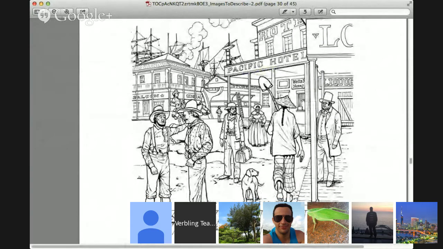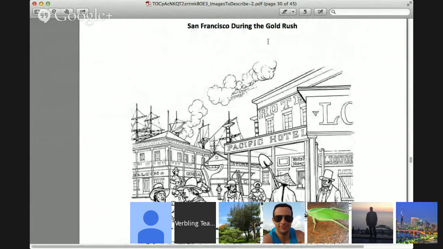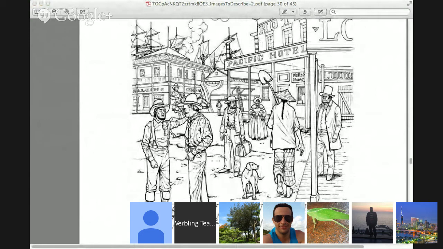Let's describe this one. So, Mahmoud, now it says San Francisco during the gold rush. So, what do you see in this picture? There are some people in front of the Pacific Hotel. Good, in front of, yeah. And a man is holding a bag, and a man is holding a... Right here? Yes. What is this called? Anybody? I forgot. Shovel? Shovel. Yes, a shovel.